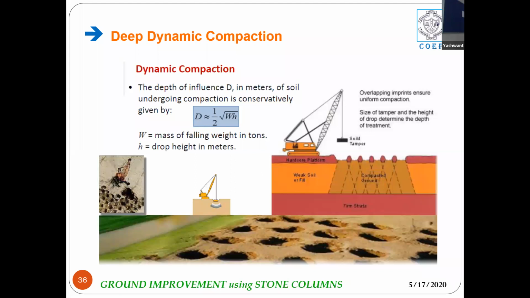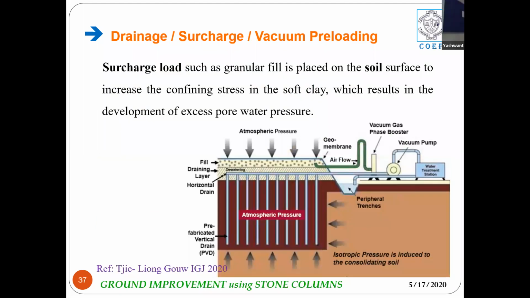Then we have another method, that is either drainage for surcharge or for preloading, that is adopted for ground improvement. So here during the construction process, the construction duration itself, the consolidation of the soil takes place by removal of the excess pore water pressure, thereby increasing the strength of the soil.